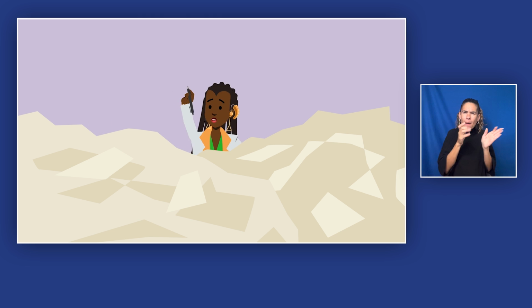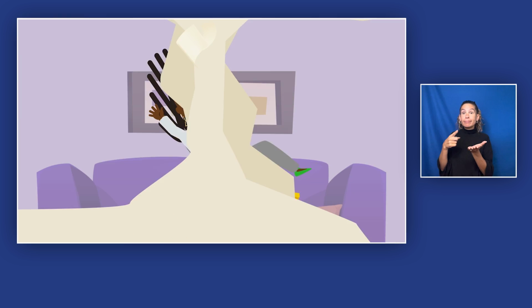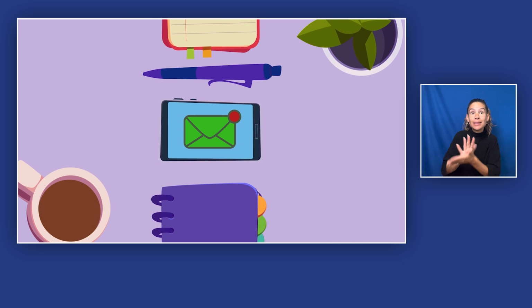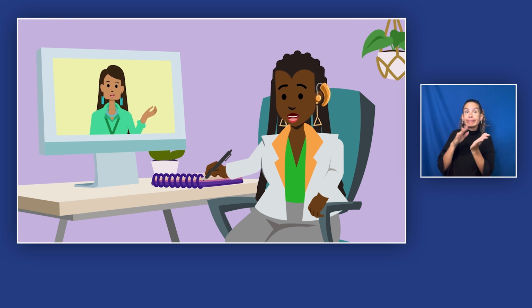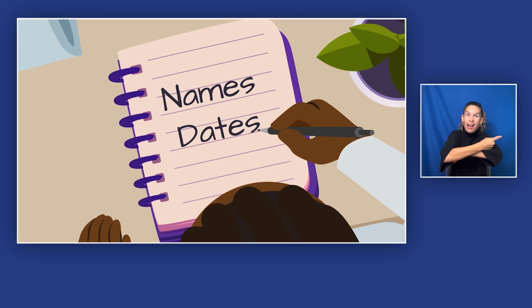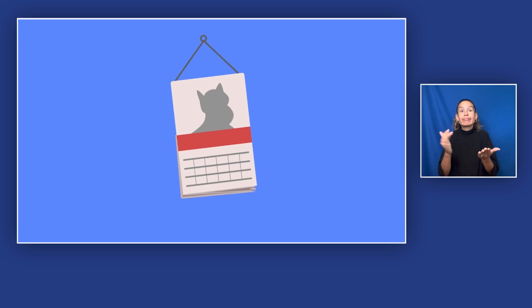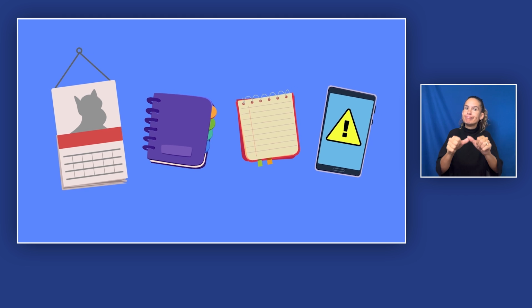As you advocate, it's also important to stay organized. Keep a record of everything that happens while you're advocating. For example, save your emails and documents, and take notes during calls and meetings. Remember to record the names of people you talk with and the dates of your conversations. You don't want to miss deadlines for submitting important documents or meetings with people who could help you with your problem. Tools like calendars, planners, lists, and phone reminders can help you stay on track.